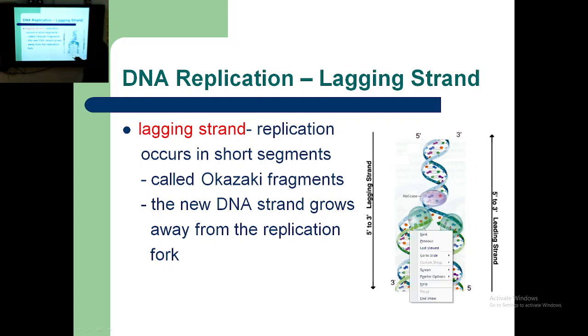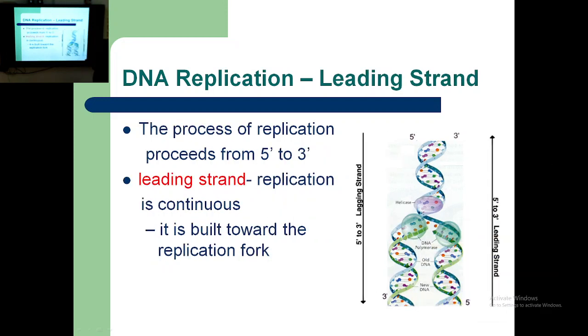What do you mean by leading strand or by lagging strand? The leading strand replication will be continuous replication. So it's built toward the replication fork. So the direction will be to the replication fork direction. So look at this direction. This is the replication fork. The direction here will be perfectly toward the replication fork. So the replication will be continuous.